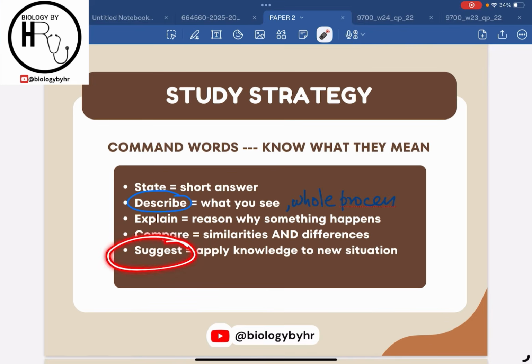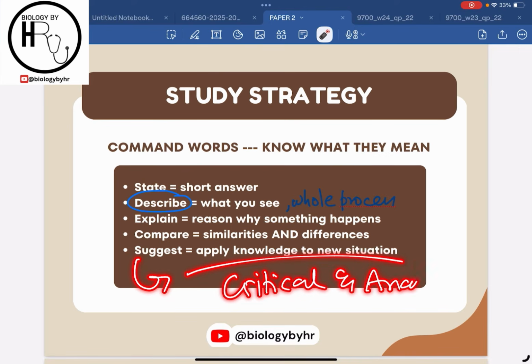Now suggestive questions are very tricky questions of the paper. They are the trickiest questions of the paper, and these are the questions that distinguish an A student from an A star student, because in these questions the examiner is expecting you to apply the knowledge to a very new situation, a situation which you haven't heard about, right? So they ask you to suggest something related to your knowledge that is already given to you in the syllabus, and they judge your critical and analytical thinking with this question, and they distinguish between an A and an A star student.